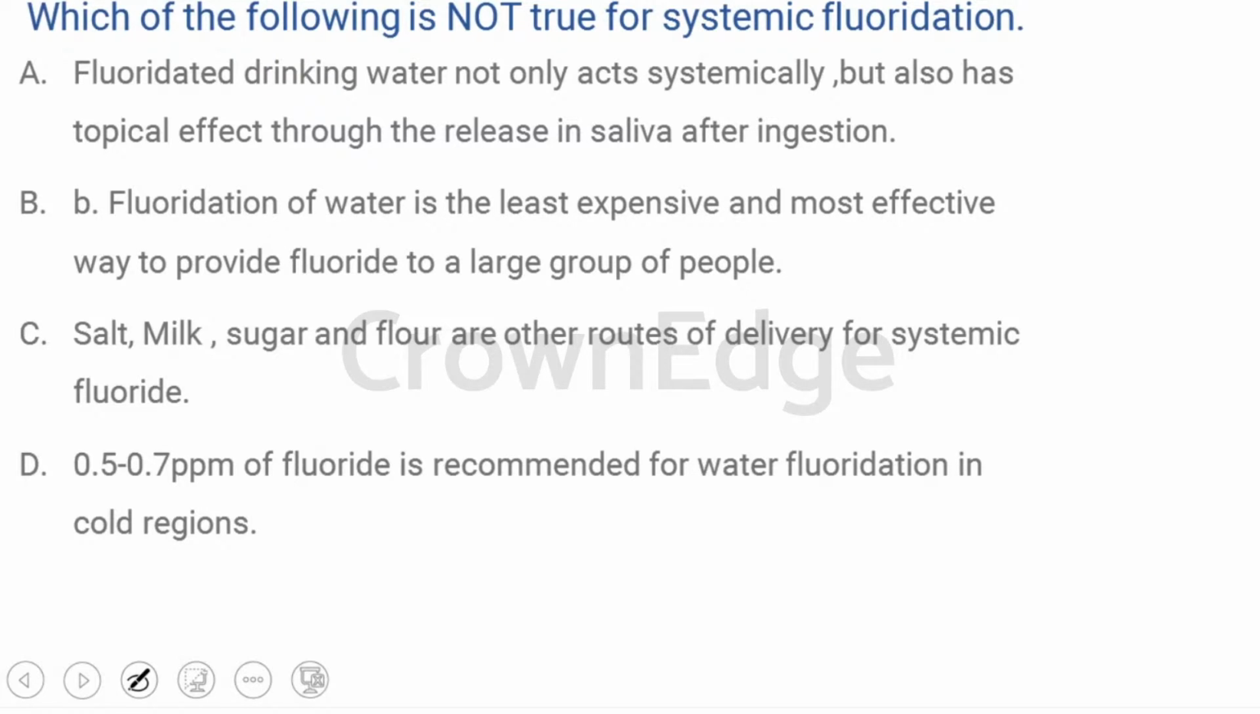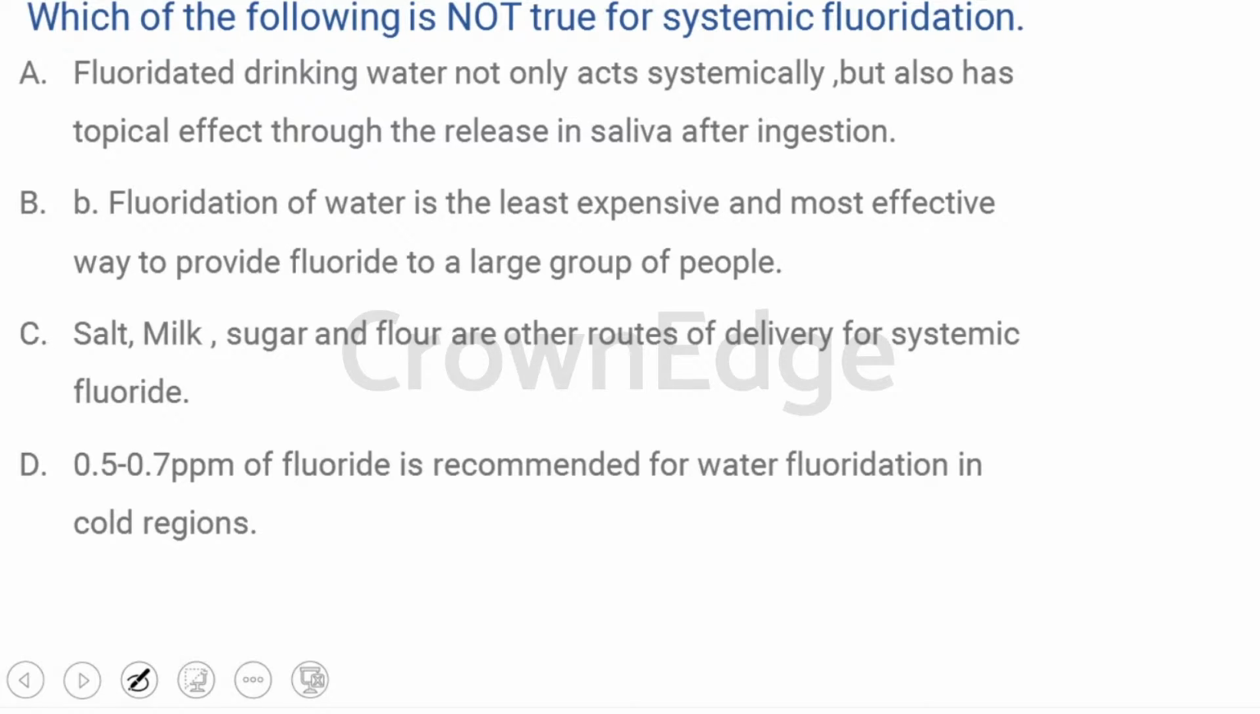Now, which of the following is not true for systemic fluoridation? We are still talking about systemic delivery of fluoride. Option A, fluoride drinking water not only acts systemically but also has a topical effect through release in saliva after ingestion. B, fluoridation of water is the least expensive and most effective way to provide fluoride to a large group of people. C, salt, milk, sugar, flour are other routes of delivery for systemic fluoride. And option D, 0.5 to 0.7 ppm of fluoride is recommended for water fluoridation in cold regions. So, what would be your pick for this question?